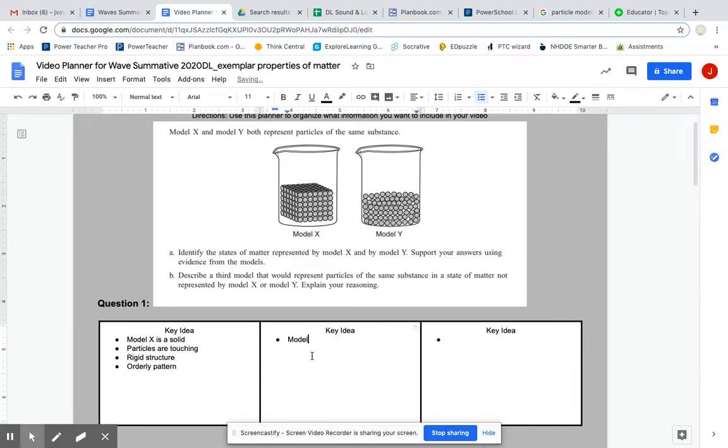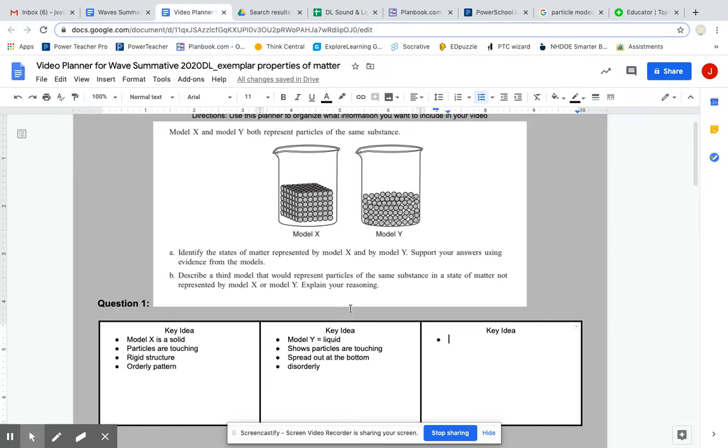And then Model Y. Now that I finished X, I'm going to say Model Y is a liquid. And I'm going to tell you why Model Y is a liquid. It shows the particles are touching, but they're a little more spread out, okay? They're spread out at the bottom, and they're a little more disorderly than the solid was. I answered A: I have what Model X and Model Y are, and then I explain why.